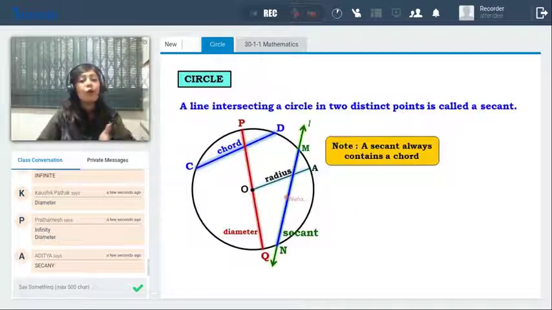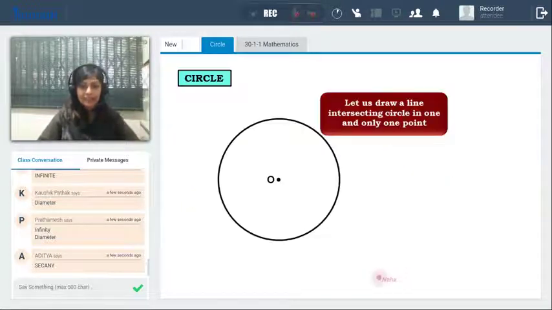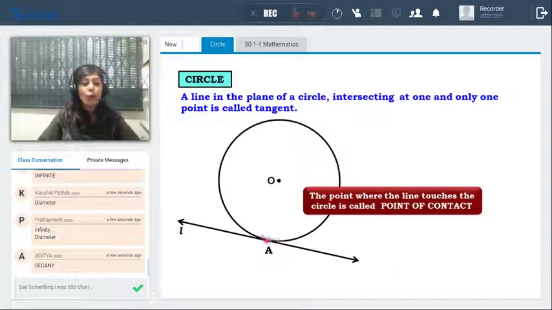Yes, so a secant always contains a chord of a circle. All right, so we know all these segments. We move to the most important segment for your syllabus, which is the tangent. Students, what do you think a tangent is? Let's draw a line which intersects the circle in only one point. A line which intersects the circle in only one point is known as the tangent.